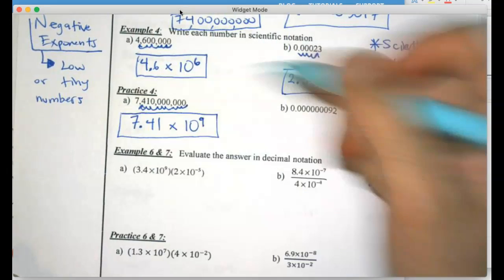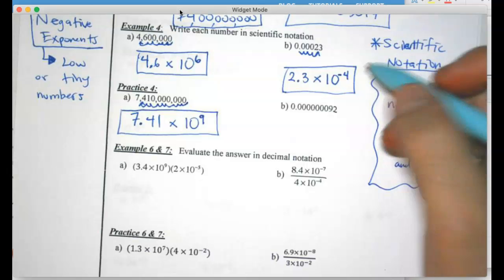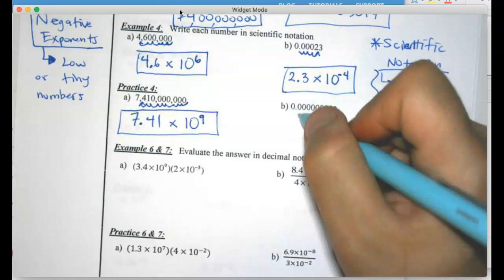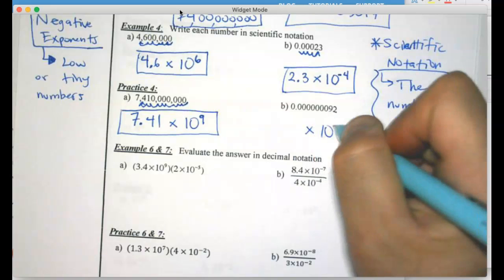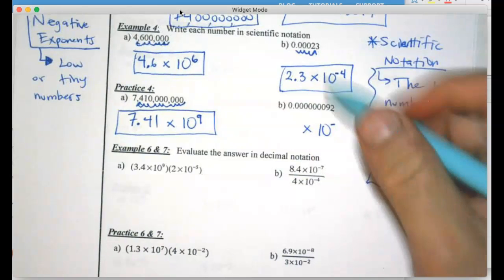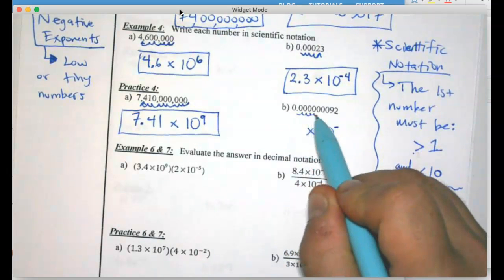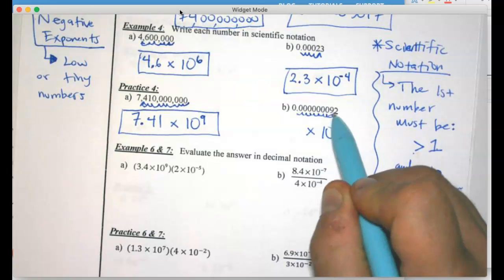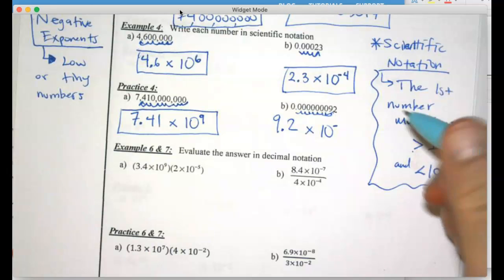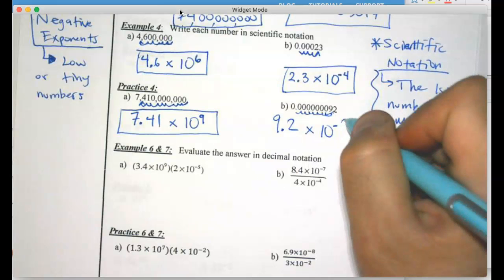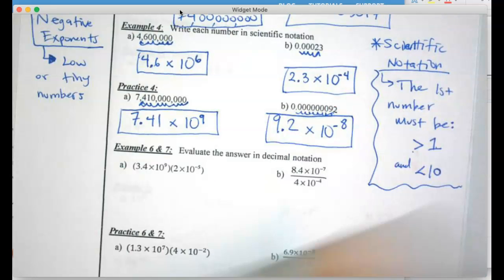If you're multiplying by a negative power of 10, the decimal would move to the left. So anyhow, one more tiny number, right? This tiny number will definitely end with a times 10 to a negative power. I just don't know what it is yet because I haven't counted. 1, 2, 3, 4, 5, 6, 7, 8. I need to move the decimal 8 places to get 9.2. And again, since I moved it 8 places, and 8 goes here, remember it's a negative 8 because that number originally was tiny.